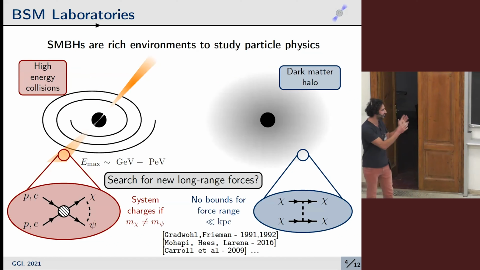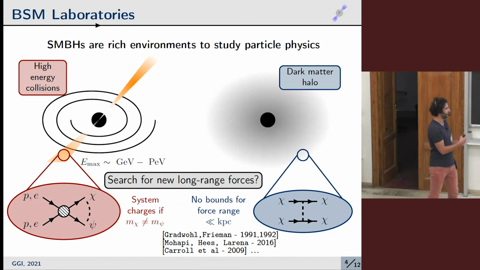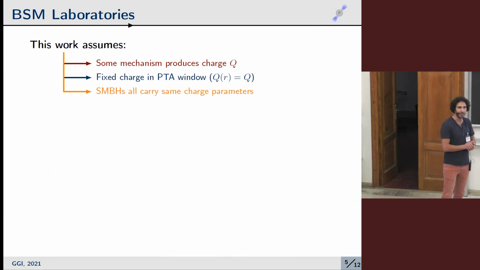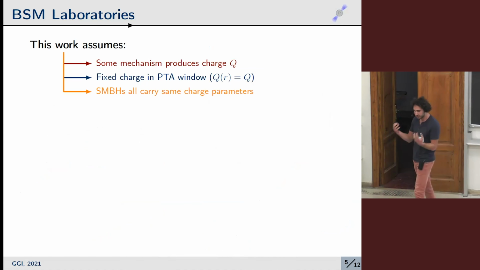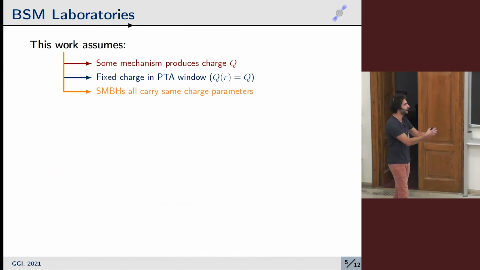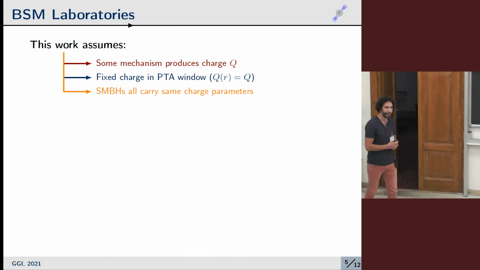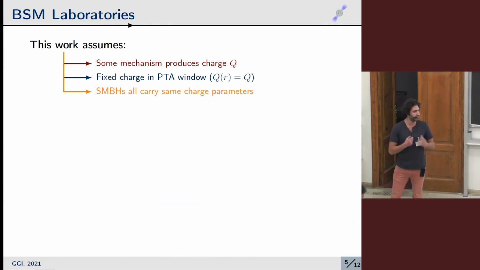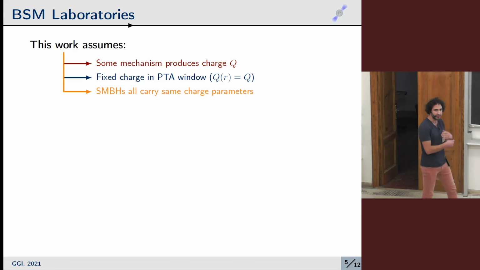Now, this is all heuristic. You really want to take these things and put constraints on particle physics models. I'm not going to do that today. Instead, I'll just make some very simplified assumptions. I'll assume some mechanism took place that produced a charge Q on these black holes. I'll assume that as these things are merging, the charge is independent of radius. You might imagine that's actually not true, because you're penetrating into some cloud of particles surrounding these black holes, and hence Q will be a function of R. But I'll take it to be simply a constant Q as you're emitting gravitational waves and getting closer and closer inside the binaries. And I'll also make an egregious assumption that all supermassive black holes carry the same charge parameters.